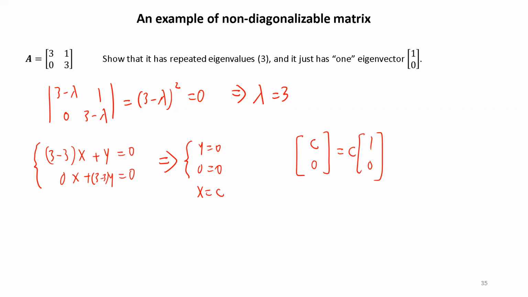Okay, just one eigenvector. So that means we are not able to find two linearly independent eigenvectors. And in this case, diagonalization won't work. So this matrix cannot be diagonalized.